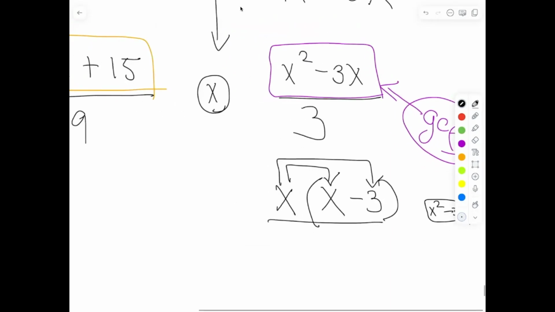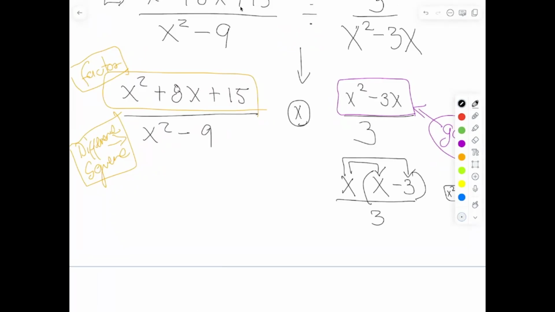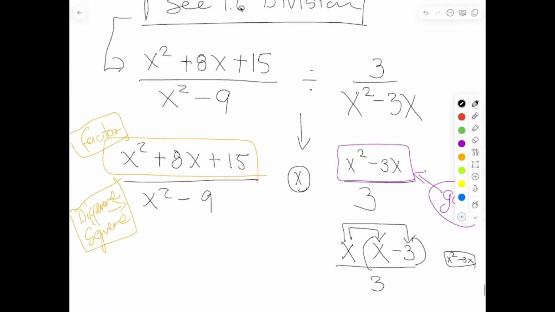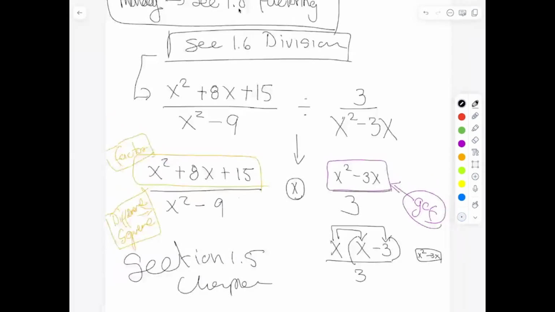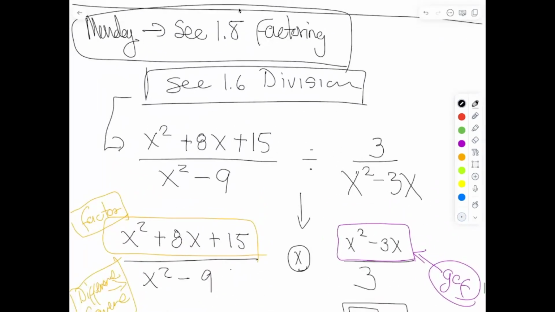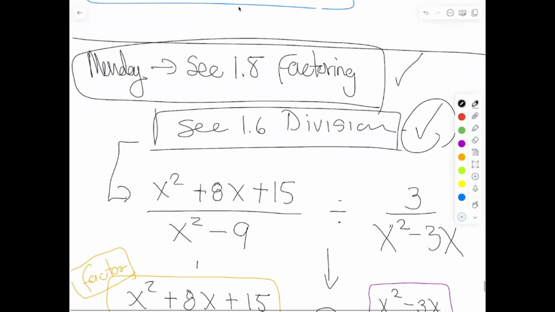Right? So this part we can do because we learned that today, the fraction on the right. But on Monday, we're going to learn how to factor the numerator on the first fraction and the difference of squares. Jada, I'm coming to you. This is on section 1.5 of the book, chapter 1. This is what we're going to go over. So we've got to learn about factoring. We're going to do a division problem like the one below. And that would be it.